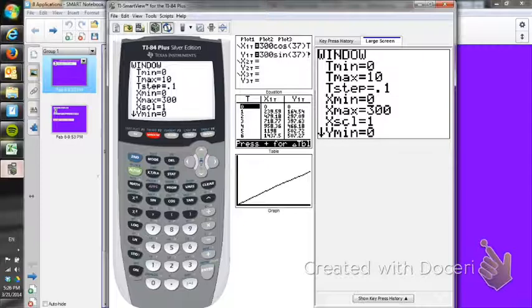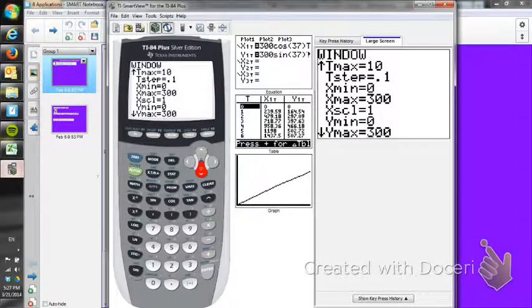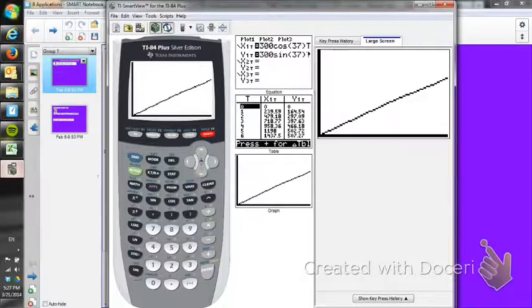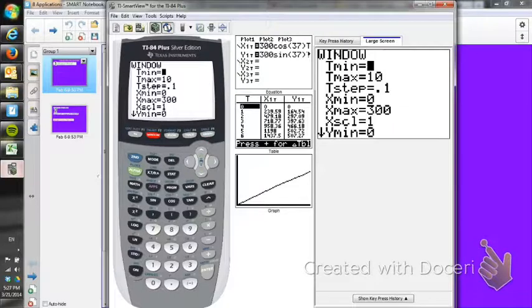My Xmax is the horizontal distance this cannonball travels. So I'm just going to guess a random number and see how far it goes. Okay, it's probably going to be more than 300, but I just picked a number to start. Ymin is 0 because it's starting at the ground, and my Ymax is how high it's going to go. Again, I'm just going to pick a random number and see what happens. Alright, if you look at my graph, it's not hitting the ground yet, so I need to make my Xmax bigger. Let's change that Xmax to 700.